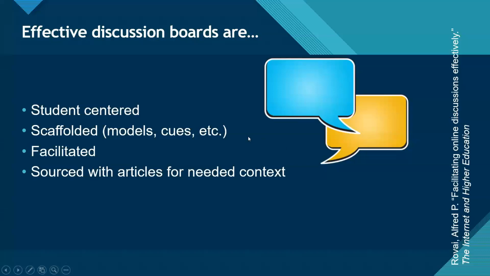An effective discussion board is going to be sourced. So if you're expecting students to be able to comment on something, unless it's just a get-to-know-you type discussion board, you're going to want to provide them with resources that give them context for that discussion so that they can give an intelligent response and feel like they are prepared to put themselves out there with a discussion post.